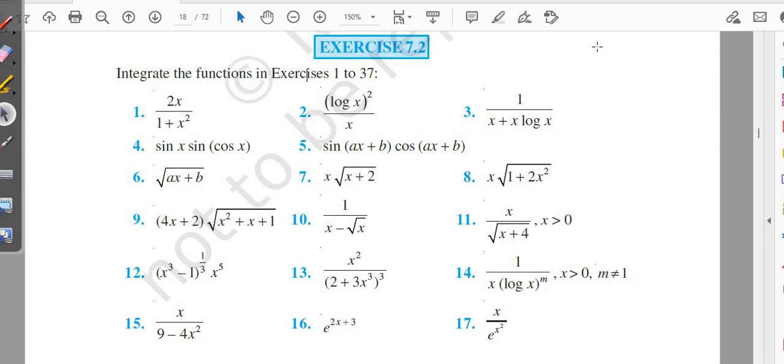The 12th one, the given question: x cube minus 1 power 1 by 3. See, power 1 by 2 means square root. Power 1 by 3 is a cube root. So x cube minus 1 power 1 by 3 is given. Normally if it is inside the square root term, or inside the cube root, or inside the power 1 by 4th term, only that we'll take as t. So here this x cube minus 1 I'm going to assign as t.